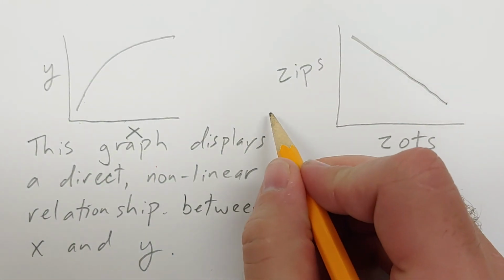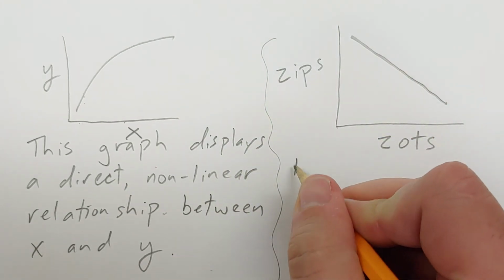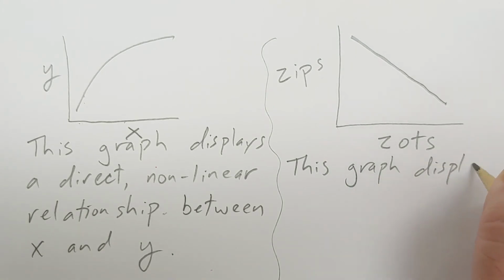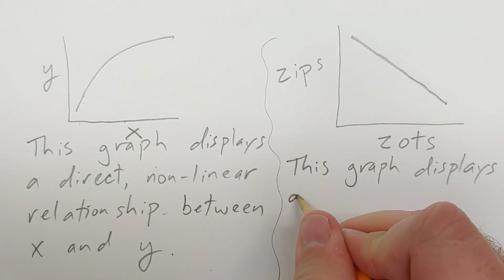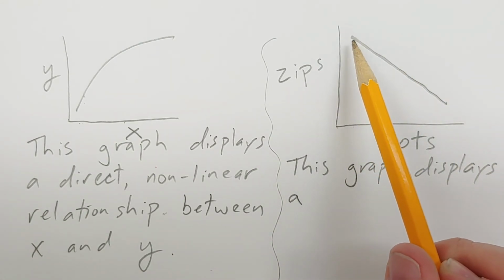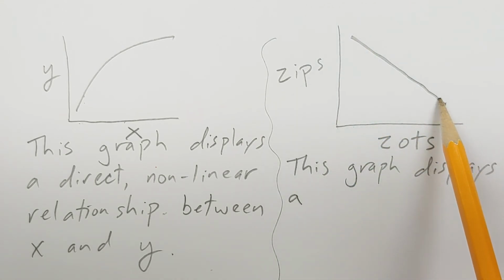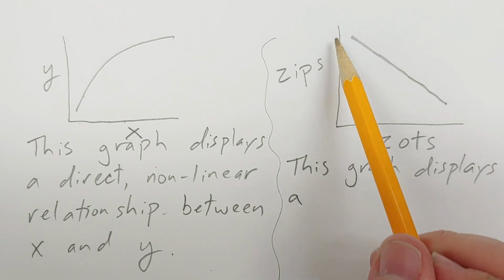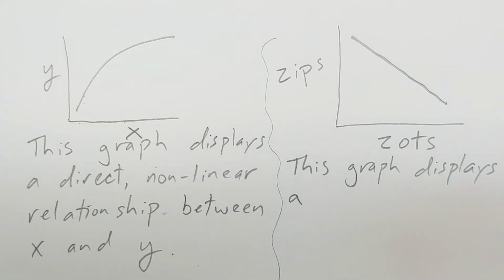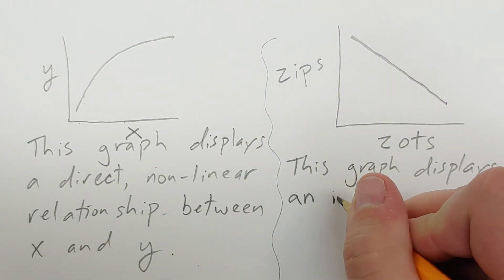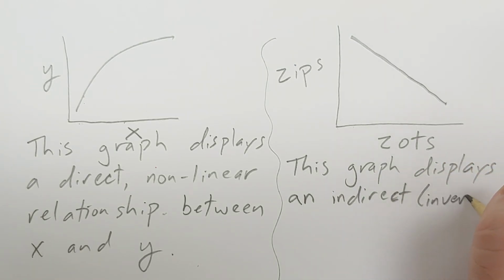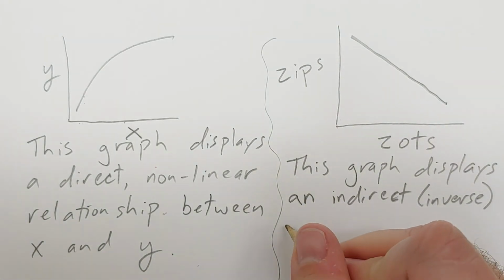Okay. So we would say for this one, this graph displays, so if we look at our starting x value, it's got a pretty big y value. Go to a bigger x value, we've got a smaller y value. So as our x value gets bigger, our y value is getting smaller. We said that's either indirect or inverse. You can use either word, your choice. So this graph displays an indirect, or you could have said inverse, equally good, relationship.